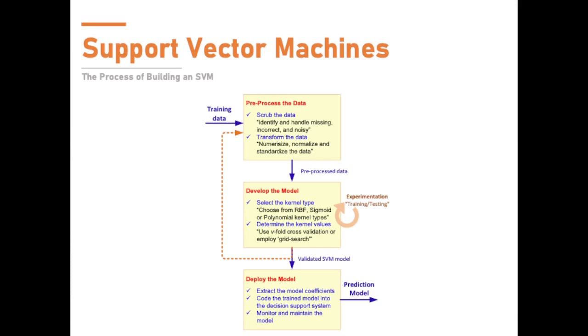The last step of this process is the deployment of the model. Once we obtain the quote-unquote optimal support vector machine prediction model, then it means we found the best kernel type and kernel parameters. Then the next step is to integrate the support vector machine prediction model into the decision support system.